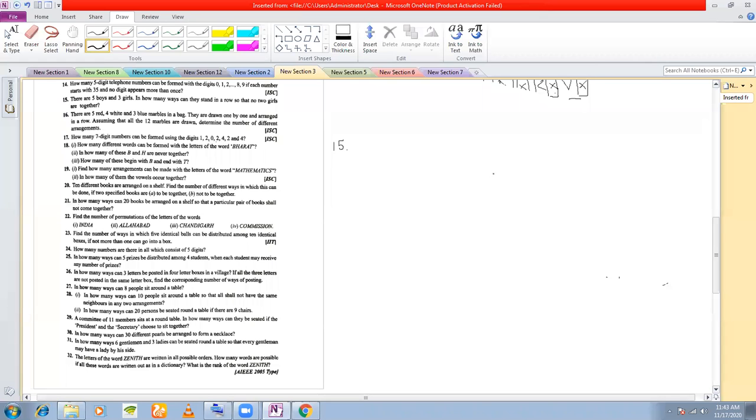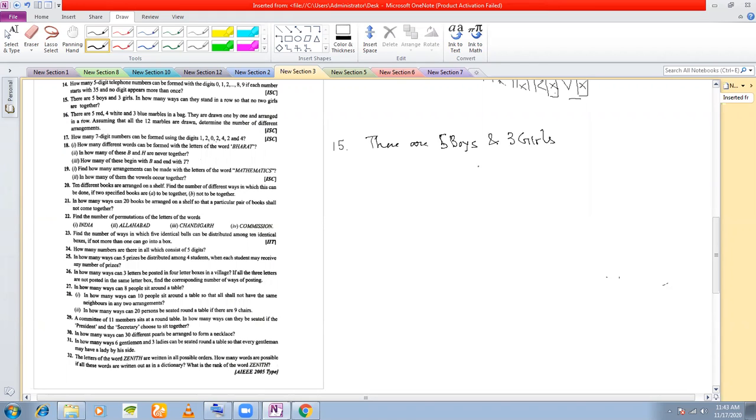Problem number 15 states that there are 5 boys and 3 girls. In how many ways can they stand in a row so that no 2 girls are together? Okay, so there are 5 boys and 3 girls. You are making them stand in a row, so that no 2 girls are together.